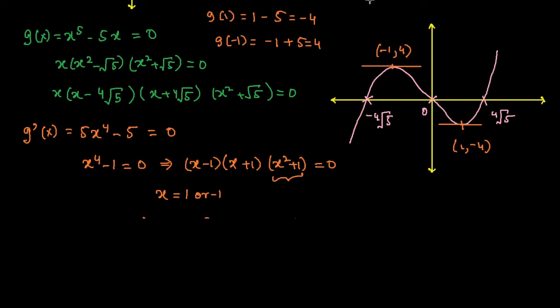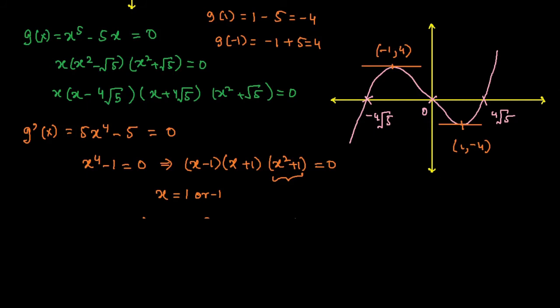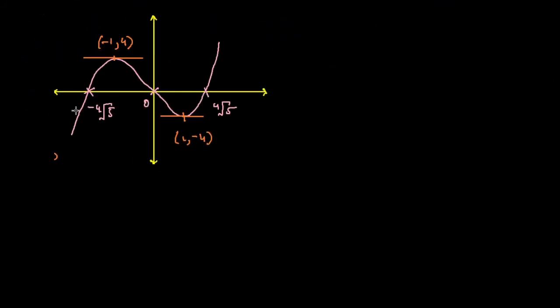Now let's copy this graph and paste it down, and let's try to understand what the graph of x to the power 5 minus 5x plus a will be. Initially our function g of x was x to the power 5 minus 5x, but our original function f of x was actually g of x plus a.